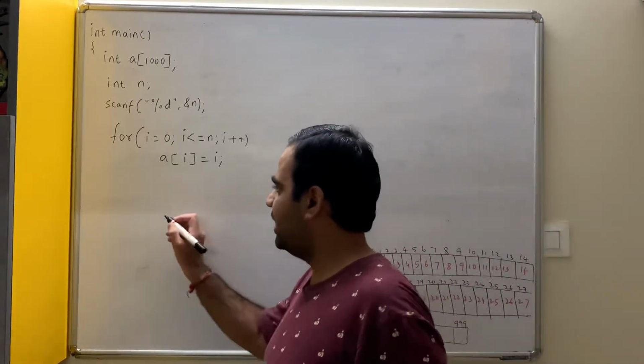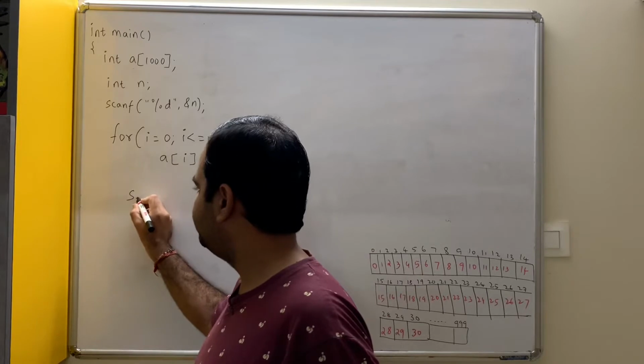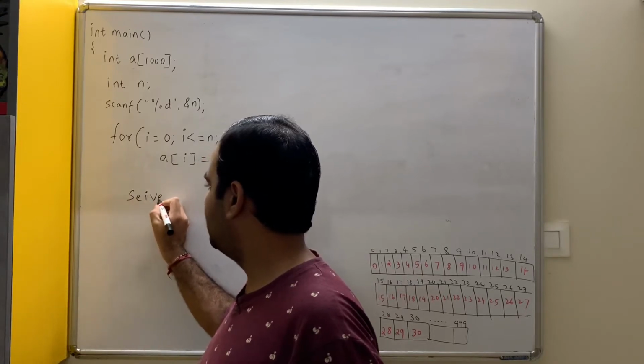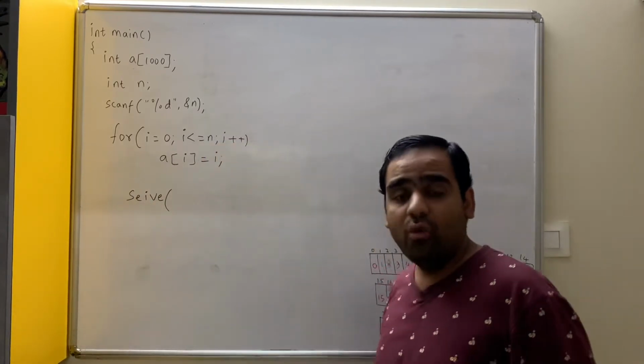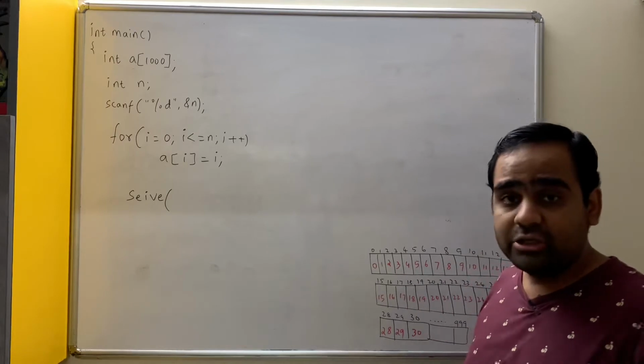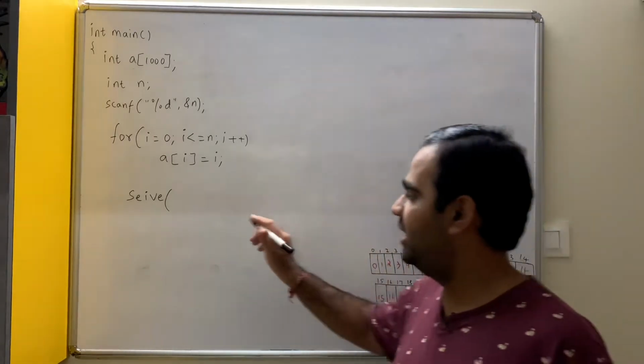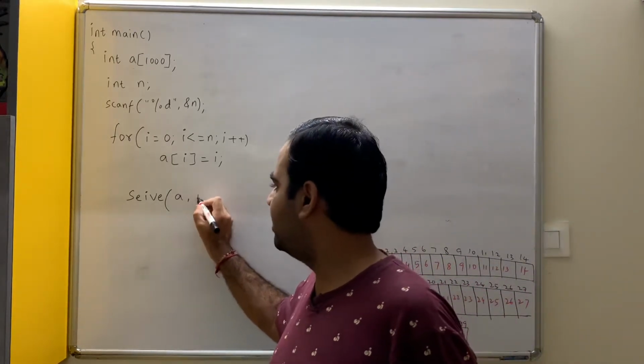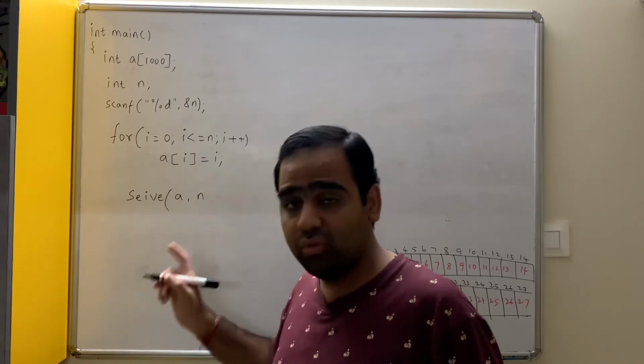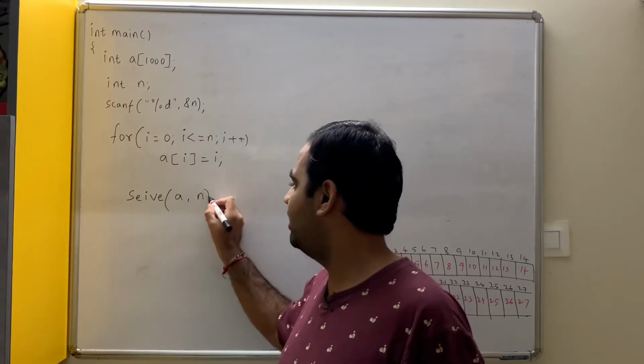Therefore, let us write one function called sieve. Now you want to generate prime numbers and store them where? In this array A. And how many array elements are there? There are n plus 1 array elements, or I can say A of n.